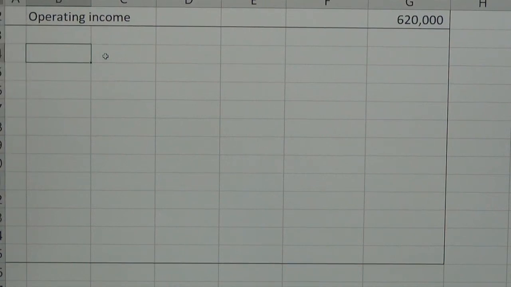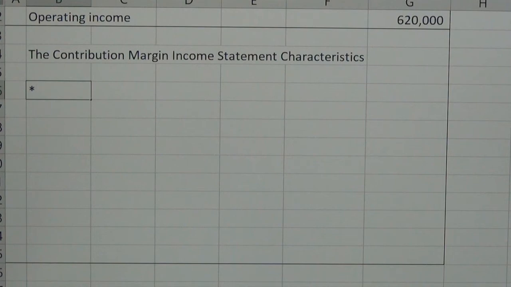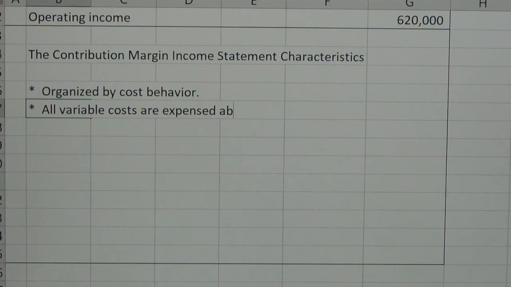Okay, so we can talk a little bit about what's referred to as the contribution margin income statement characteristics. Okay, so first of all, the contribution margin income statement is organized by cost behavior, which means we're breaking down our costs, or classifying our costs, as either fixed or variable. All variable costs are expensed above the contribution margin line.